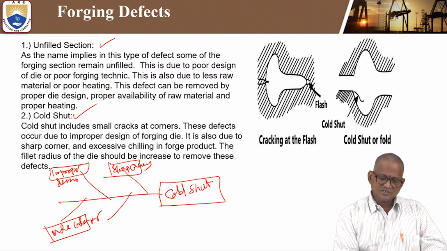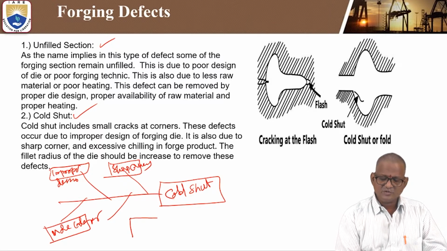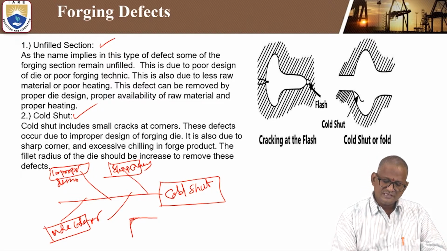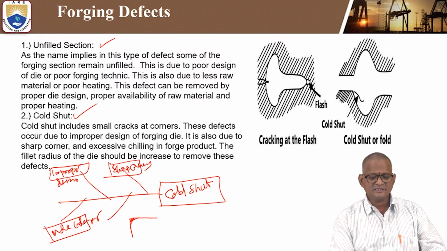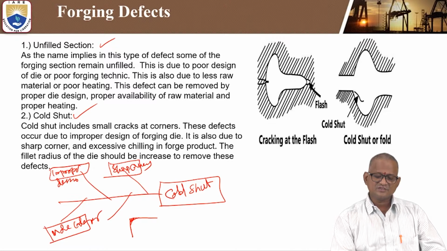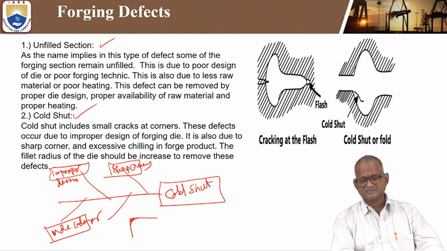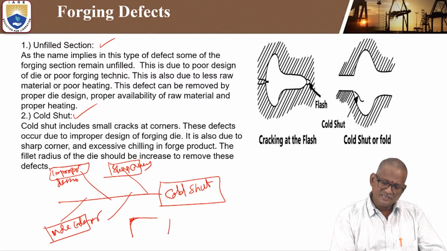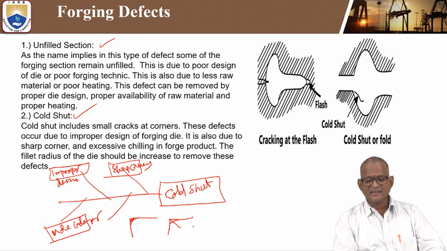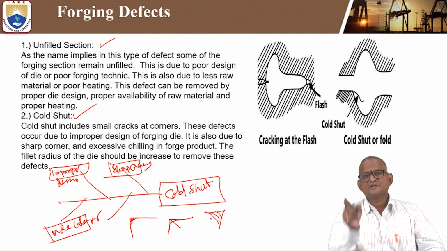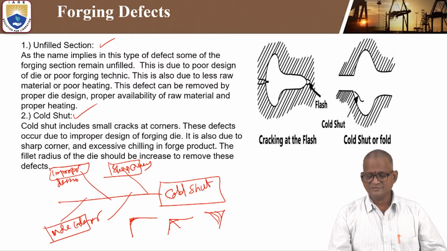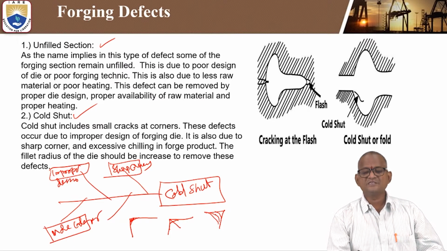One more thing is sharp corners. Look, this is a sharp corner. How do you eliminate it? Try to use a fillet. This can be eliminated with some finishing process. Another important thing is that the fillet radius of the die should be increased to remove these types of defects. Where the radius is 0, if you increase the fillet radius, instead of perpendicular it will come to a concave shape, and a smooth finish may be obtained.